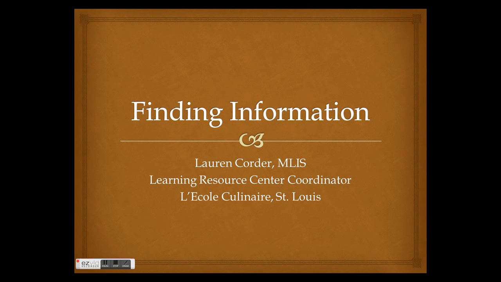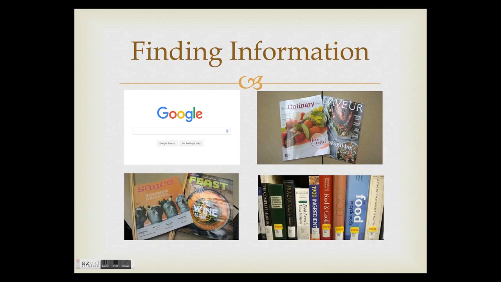This information module is going to be about how to find information. What if you're given an assignment and you're told to go find some information to do your research on it? Where should you look? Should you look at Google? Should you look in culinary magazines like the National Culinary Review or Savor? Should you look in periodicals like Sauce or Feast? Should you look in a reference book, a food encyclopedia, some ingredients books? Where do you go? How do you keep from being overwhelmed by all of the choices?